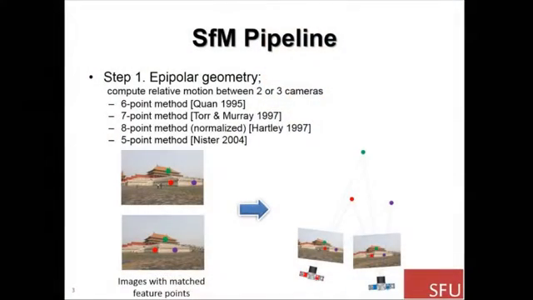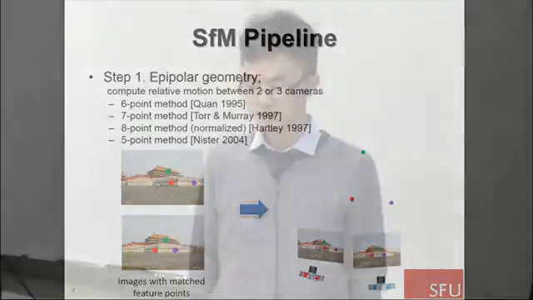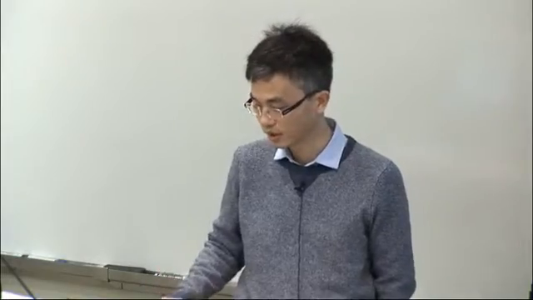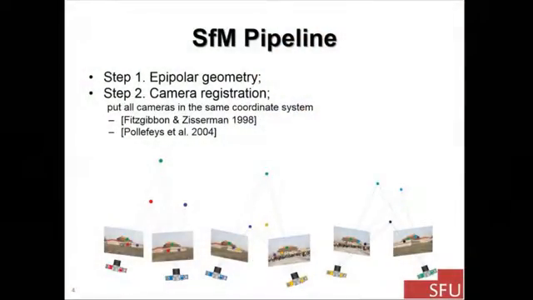In most of the systems, it consists of the following steps. The first step is a computation of epipolar geometry. Basically, it will compute the relative pose of 2 or 3 cameras according to the feature correspondences in the images. There are many elegant algorithms, such as 6-point, 7-point, 8-point, and 5-point algorithms, depending on the number of feature points they are using. And the second step, I call it camera registration.